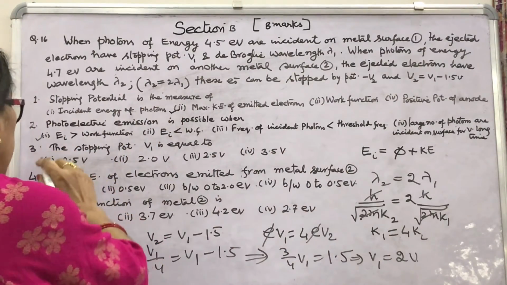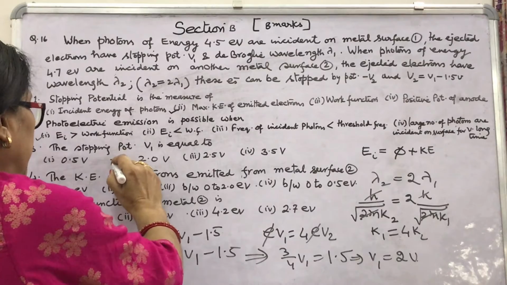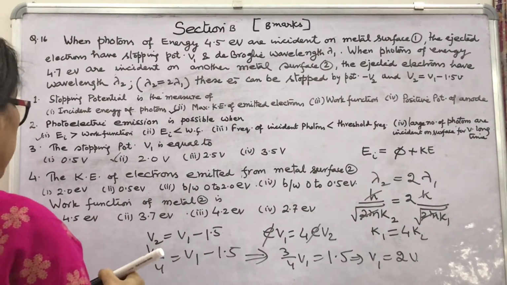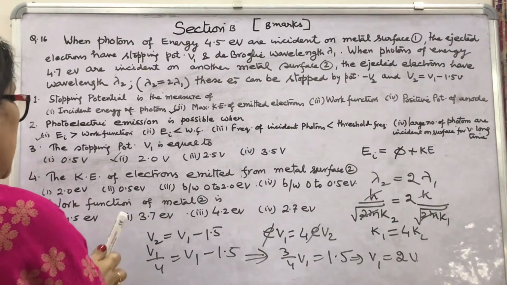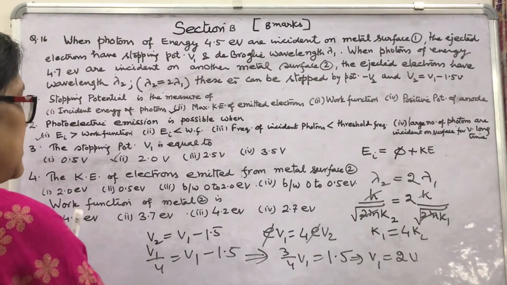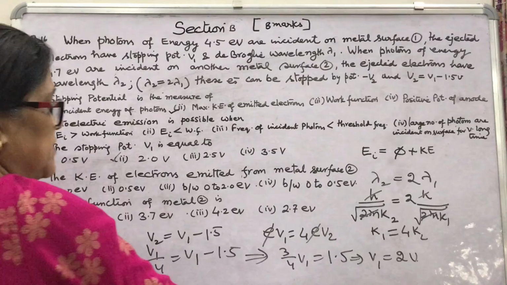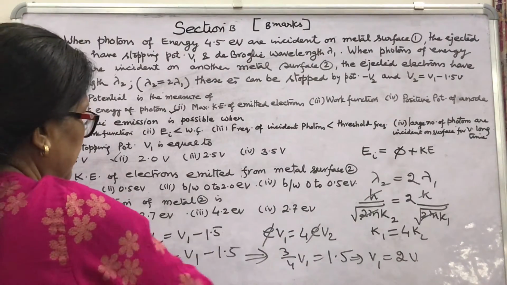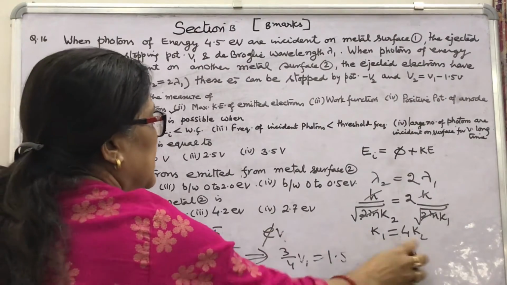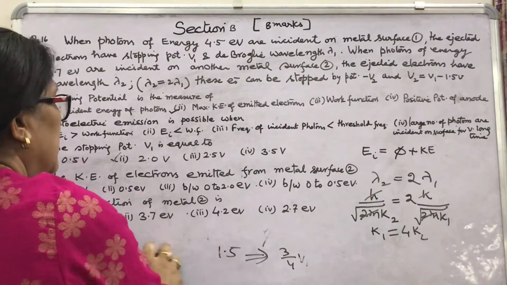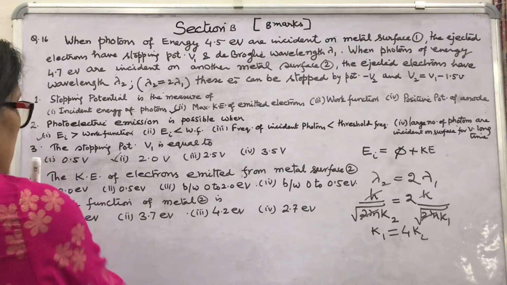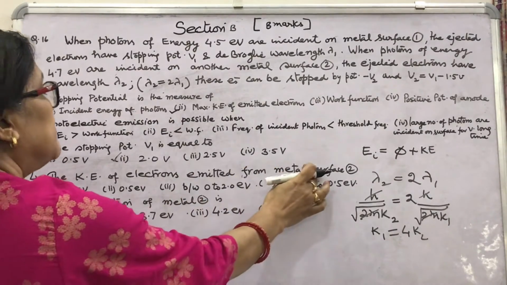Which option will be correct here? This one. How to solve the question, you have seen. See the next one: the kinetic energy of electrons emitted from the metal surface. Look, how will you solve this part? Again we have seen that V1 equals 2 volt. Kinetic energy of the emitted electron, how? From metal surface 2.